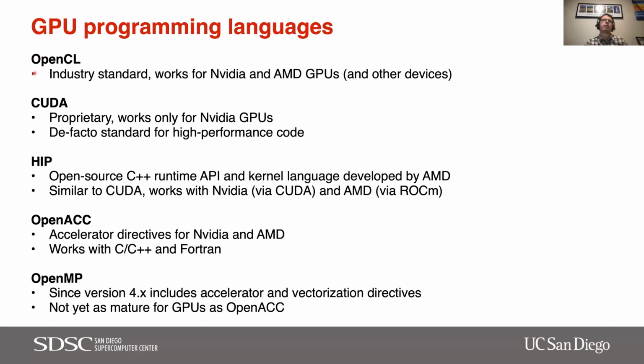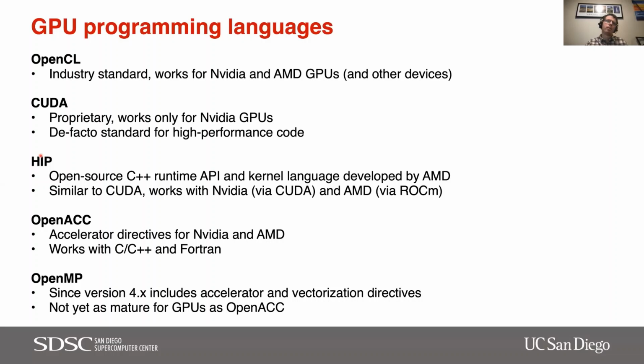But there are different ways. There's OpenCL that you can use. I'm not going to talk about it, but it works for NVIDIA and AMD GPUs and other devices. CUDA is NVIDIA's solution. It works only for NVIDIA GPUs. It's the de facto standard for high performance code still, at least on NVIDIA GPUs, and it probably will remain like that for a while.